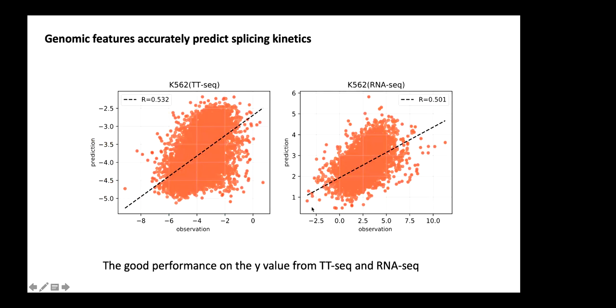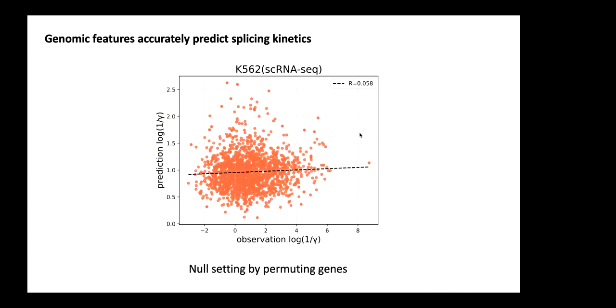Our model can not only fit the splicing efficiency from the ISMB law, it also has a good performance on the Y value estimated from the TT-seq with the metabolic label and the RNA-seq without the metabolic label. To confirm the reliability of our model, we examined the null setting by permuting genes and found that our model cannot predict the splicing efficiency at all. All of this evidence proves the good performance and reliability of our model.